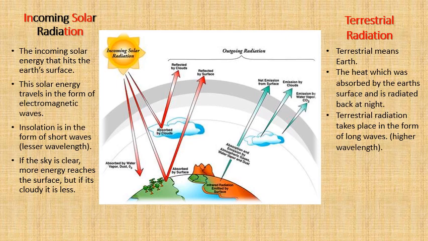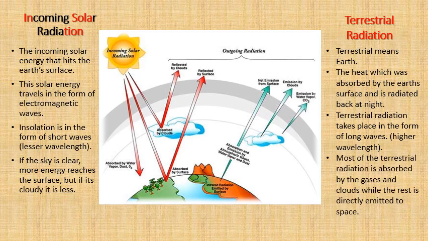If the sky is clear, more energy reaches the surface, but if there are clouds, it is less. Obviously, clouds will absorb most of the sunlight and heat, so less heat and light reaches the surface. But if there are no clouds and a clear sky, more heat and light reaches the earth's surface. Most of the terrestrial radiation is absorbed by the gases and clouds, while the rest is directly emitted into space. So terrestrial radiation is the heat, mainly, given out by the earth's surface after it was absorbed during the day. When it is given out, it is again mostly absorbed by the clouds, but some is not absorbed by the clouds and is directly emitted into space.